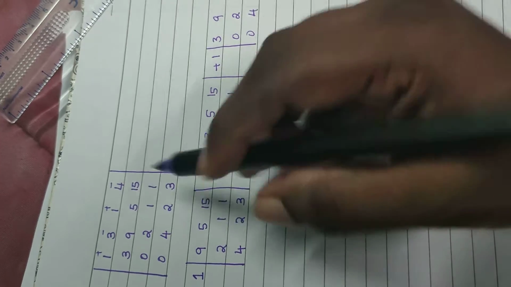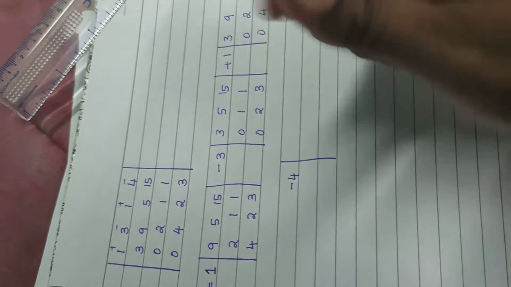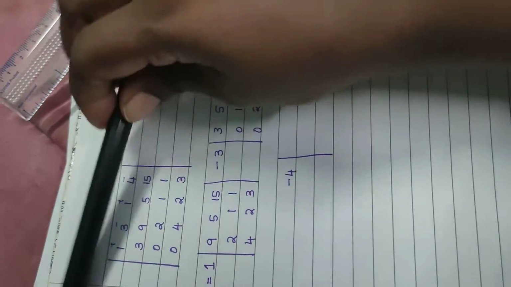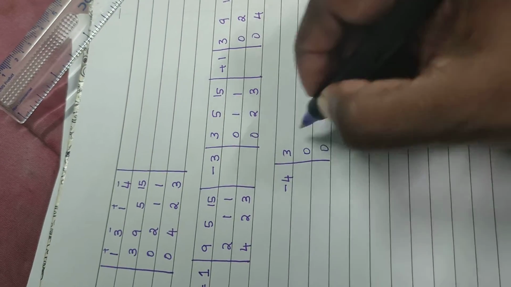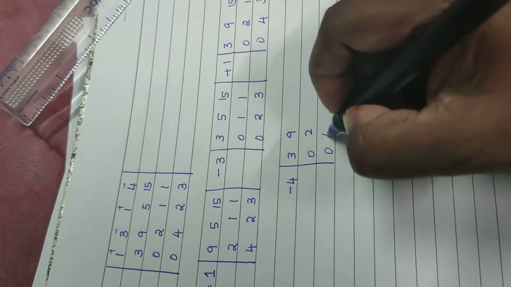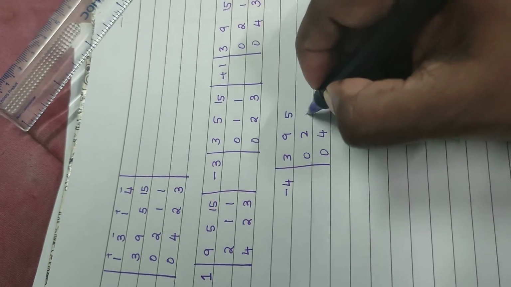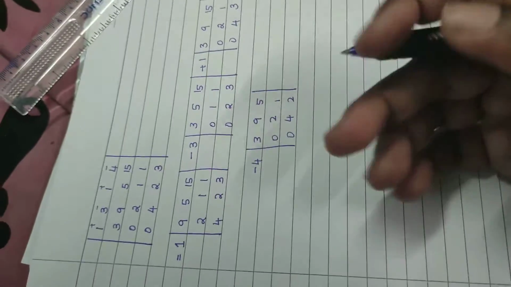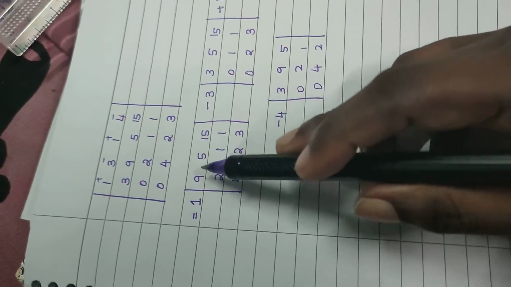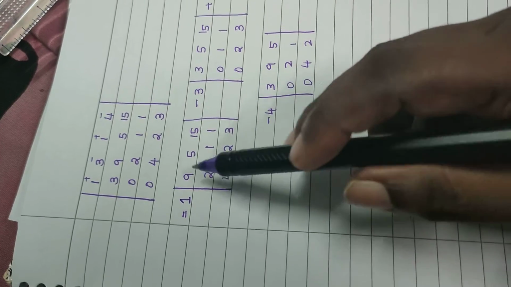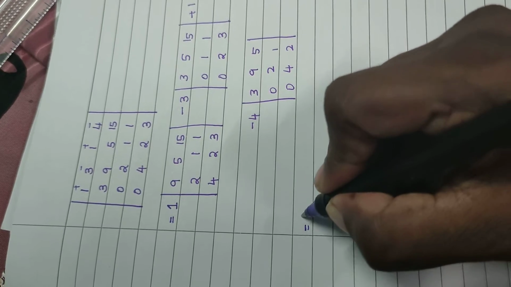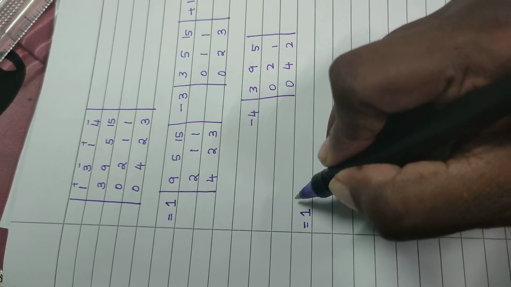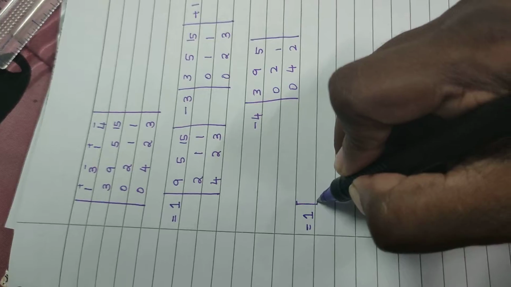The last one is minus, so I have put minus 4. Again I'm going to close this column and this row. So I have 3, 0, 0, 9, 2, 4, 5, 1, 2. Right. So these are my matrices, and I have already told you how to find the determinant for a 3 by 3 matrix.